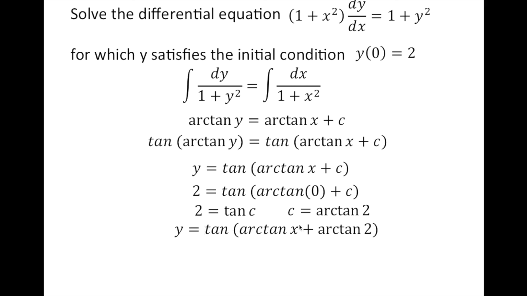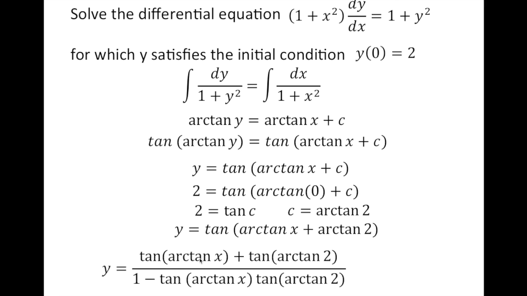Now take a look at this one. What do you notice? This is tangent of a plus b, wherein a and b are angles. So we can now use the compound angle identity for tangent. Tangent of a plus b is equal to, if you can still recall, tangent A plus tangent B all over 1 minus tangent A times tangent B. So by doing that, we will now have tangent of arctangent x plus tangent of arctangent 2 all over 1 minus the product of tangent of arctangent x and tangent of arctangent 2.